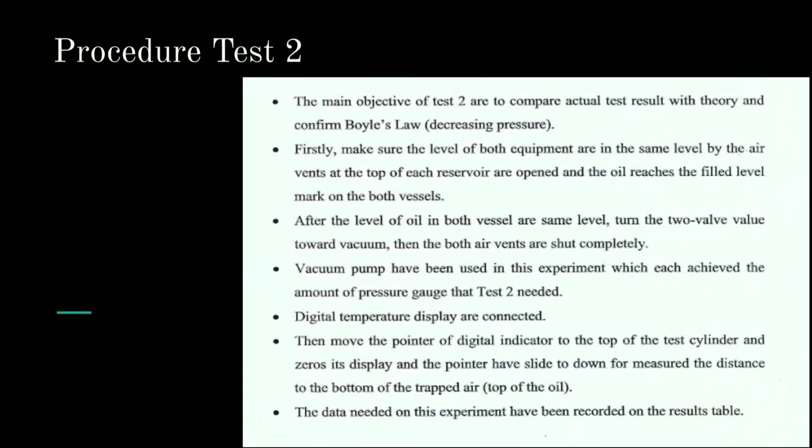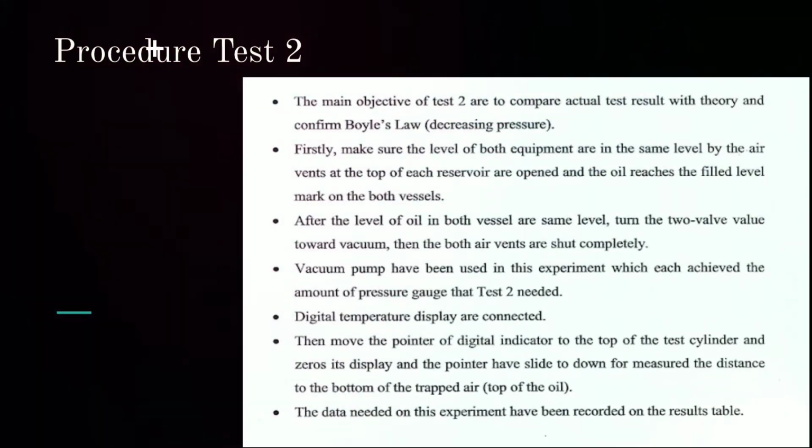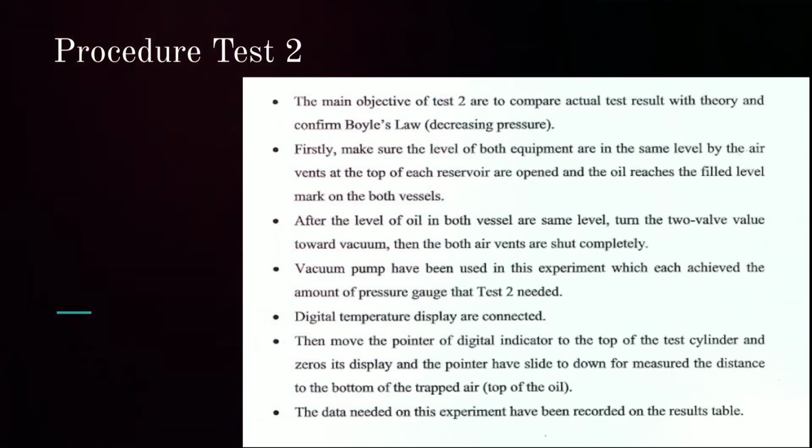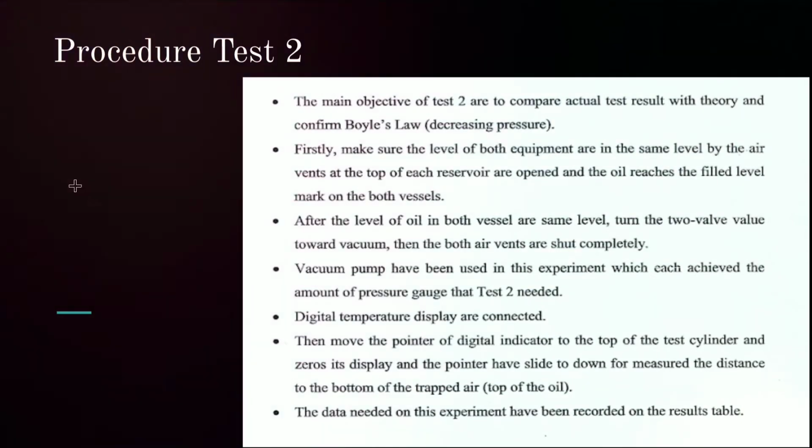Test 2. The main objective of Test 2 is to compare actual results with theory and confirm Boyle's law, in brackets, decreasing pressure. The procedure of Test 2. Firstly, make sure the levels of both equipment are at the same level by having the air vents at the top of each reservoir open and the oil reaching the fill level marked on both vessels.